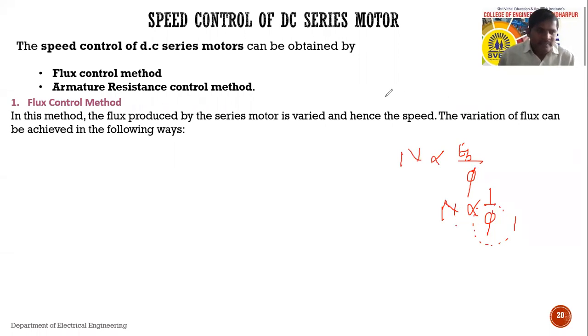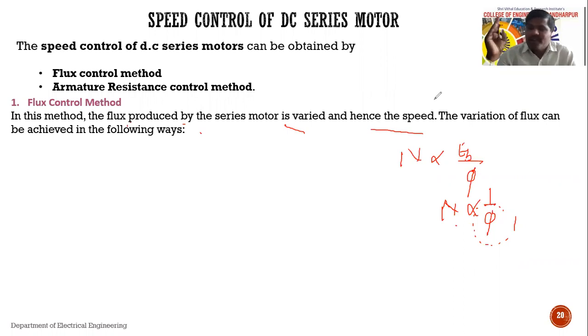So see, in this method, the flux produced by the series motor will be varied, and hence the speed of DC series motor will be varied. Okay, as we control the flux, similarly, if the flux can be controlled or changed, then the speed of DC series motor will be changed.